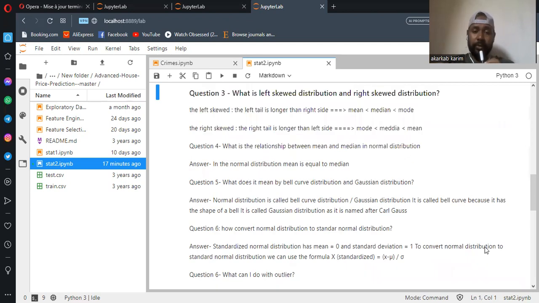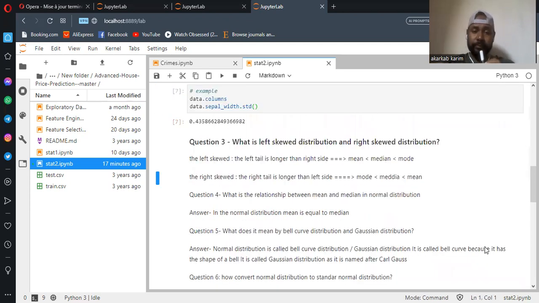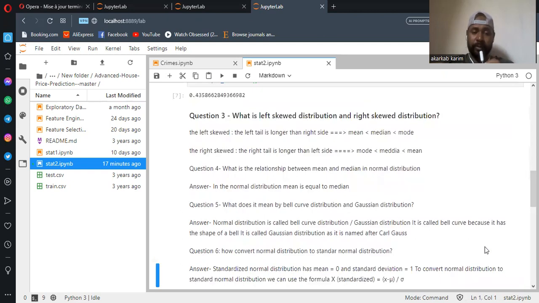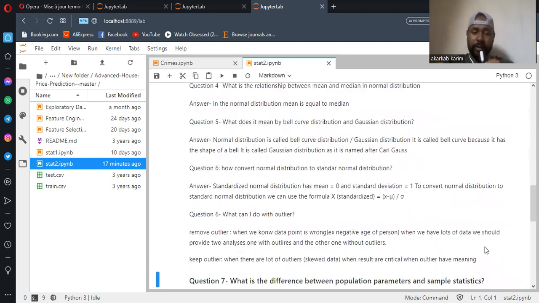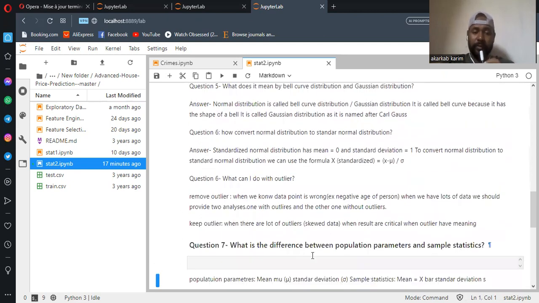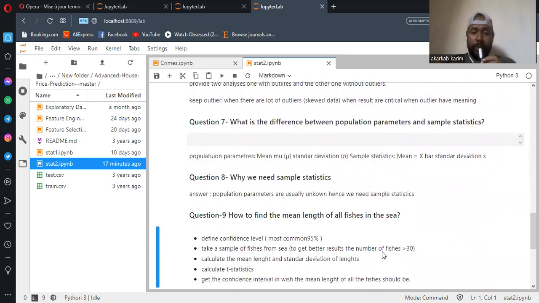So if we go to question eight: what is the difference between population parameters and sample statistics? This is a fundamental question. Why? Well, I will show you why.